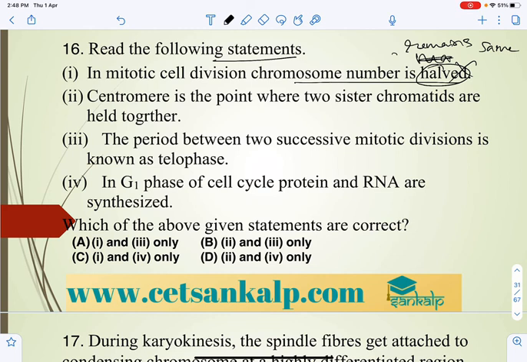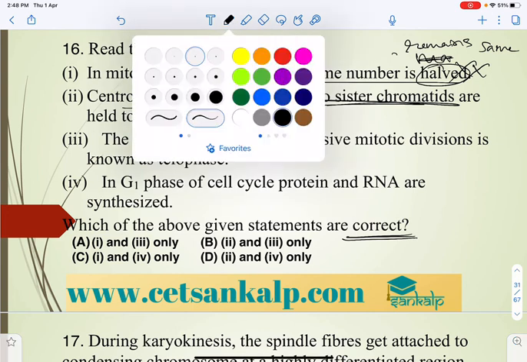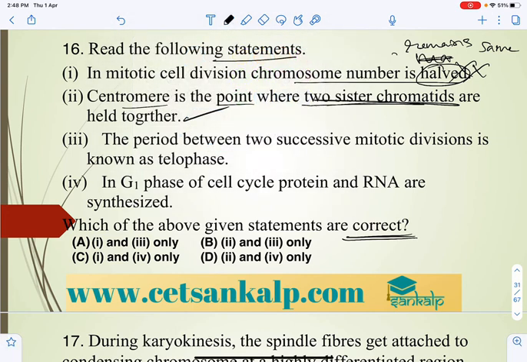When the number remains the same, read the following statements and select the correct statement. So this is a wrong statement. And the centromere is a point where two sister chromatids are held together. That is correct. The period between two successive mitotic divisions is known as telophase. Wrong. That is interphase. The phase between two successive mitotic divisions.